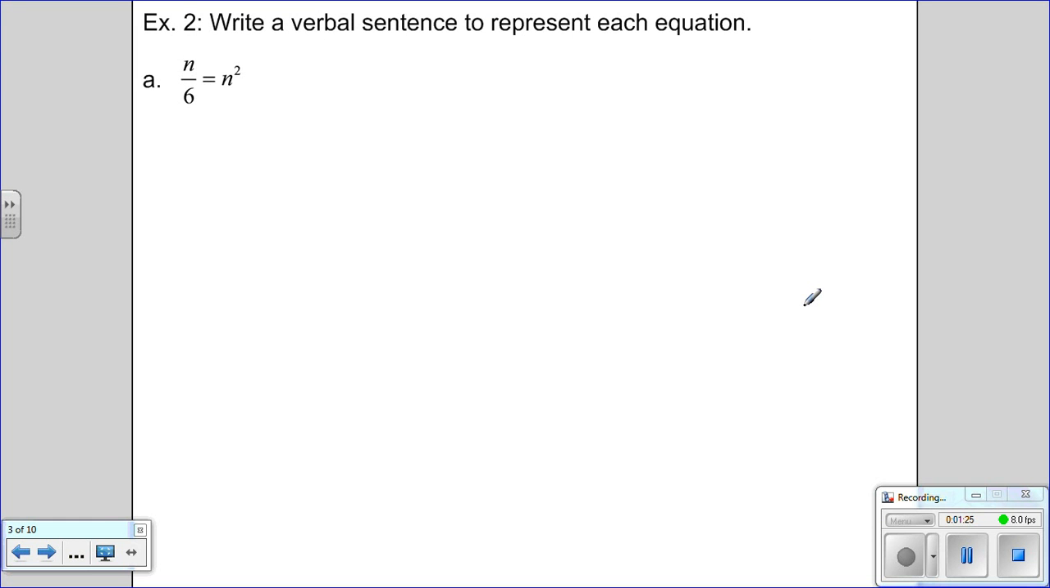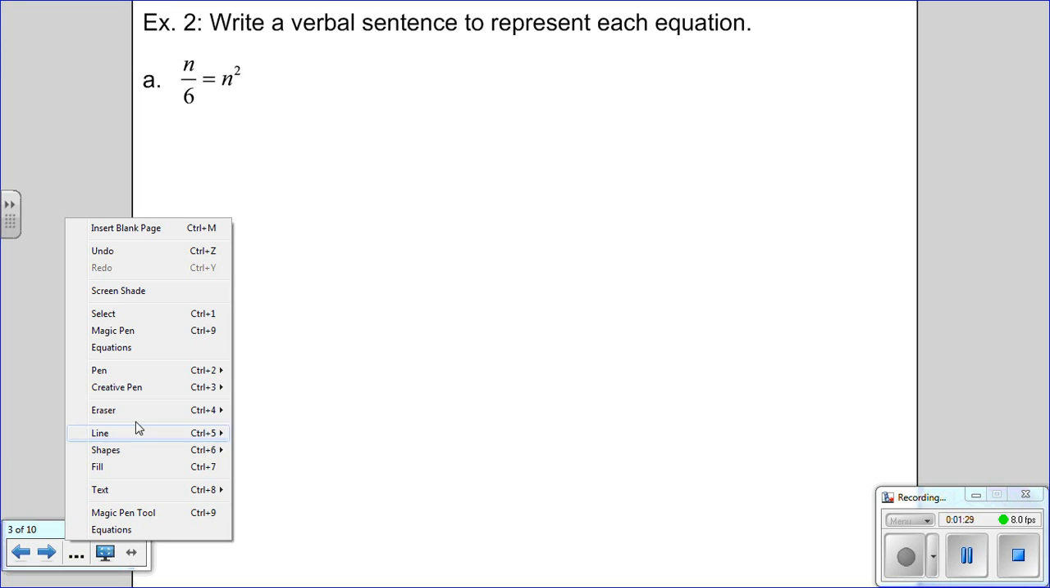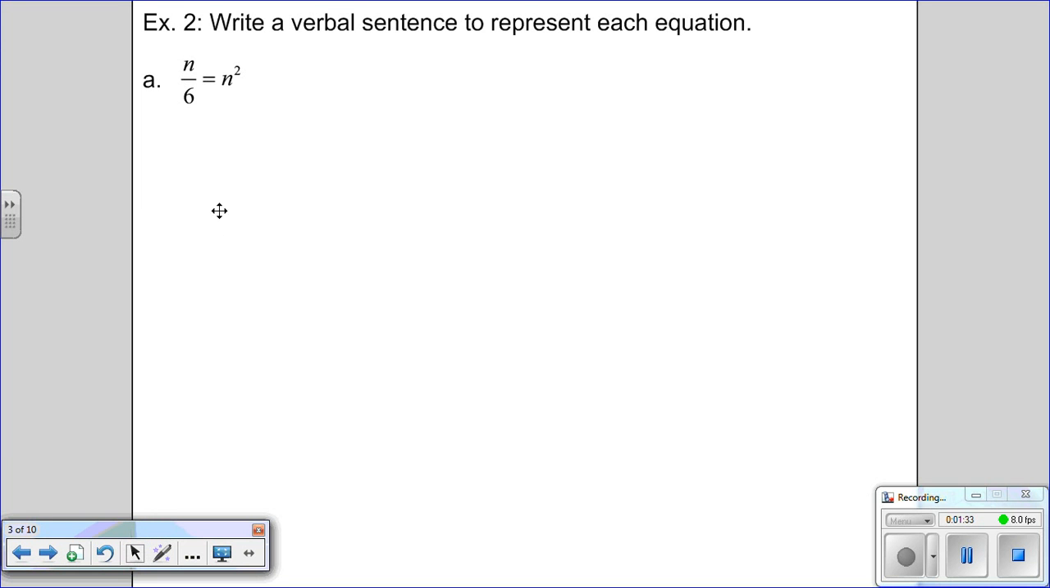All right, now we want to write a sentence to represent the equation. And I'm actually going to type this one out. Okay, so all you have to do is really say the equation and then write what you said. So if I look at this, it's n divided by 6 equals n squared. Or you could say a number divided by 6 equals the same number squared. That's how I'm going to type it out.